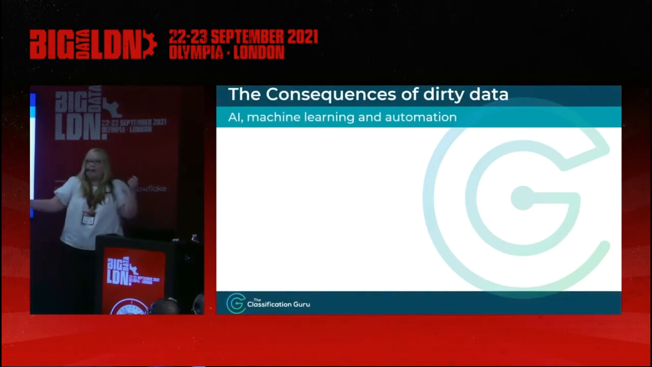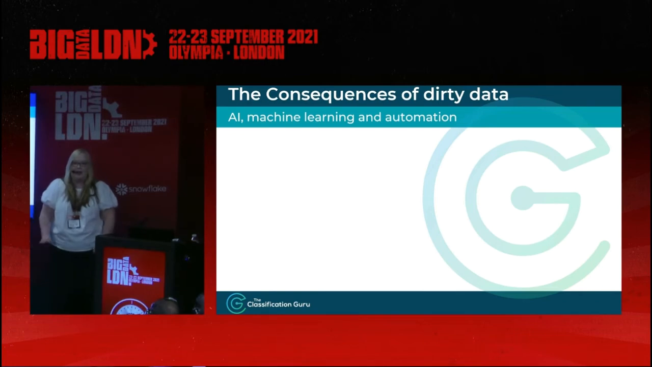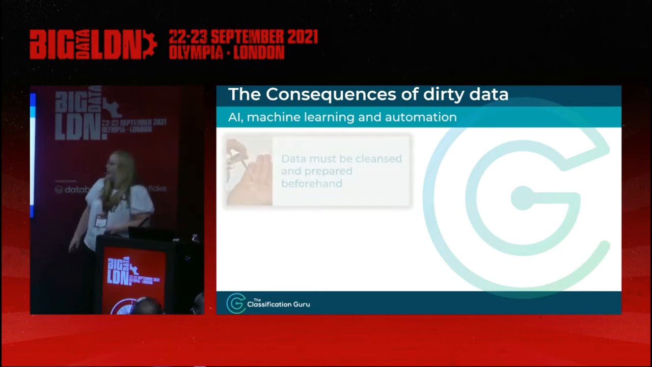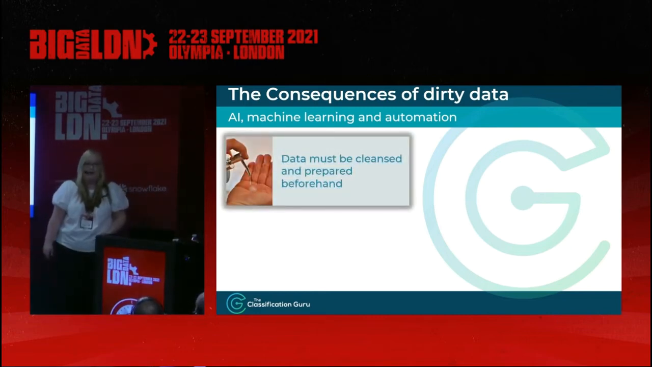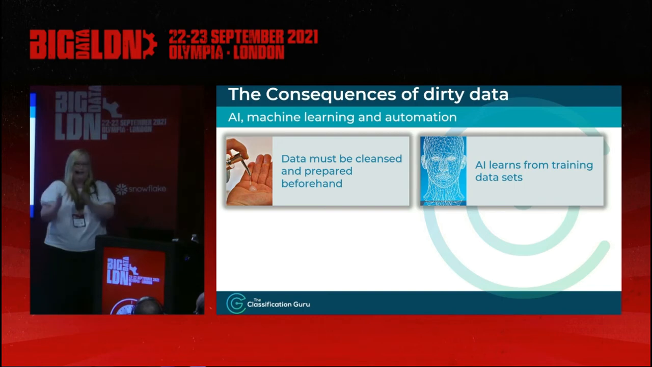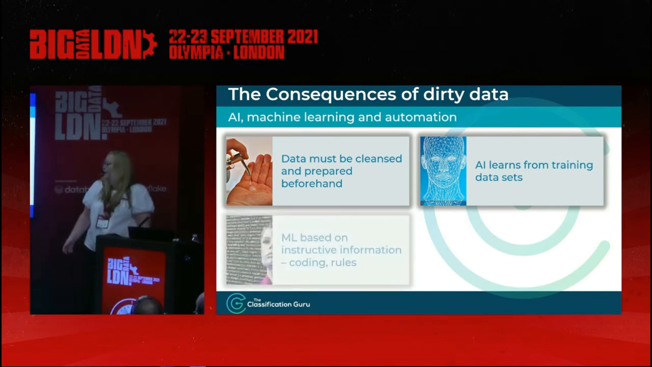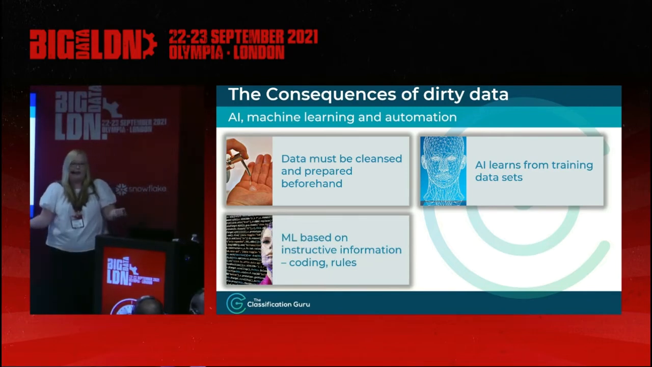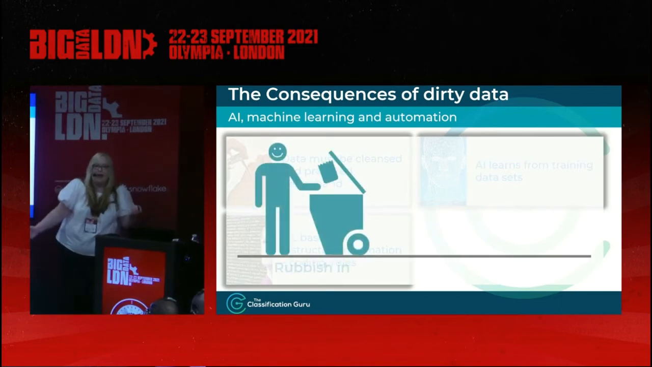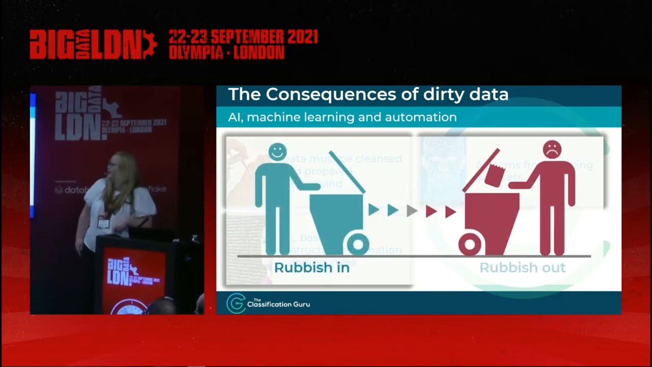And then we all know AI is the big word, machine learning, it is the future, and yes, it is great, but it's great on specific tasks. Again, you've got to clean and prepare that data beforehand. AI is learning from training data sets, so if you've given it rubbish, it's going to learn rubbish. If you haven't checked that data before you put it in, it's not going to work. And it's the same with machine learning. It could be instructive coding, but if you've given someone the wrong data to learn those rules from, it's not going to work. And you're going to end up with the old adage, we all know what it is, this is a polite version of rubbish in and rubbish out.